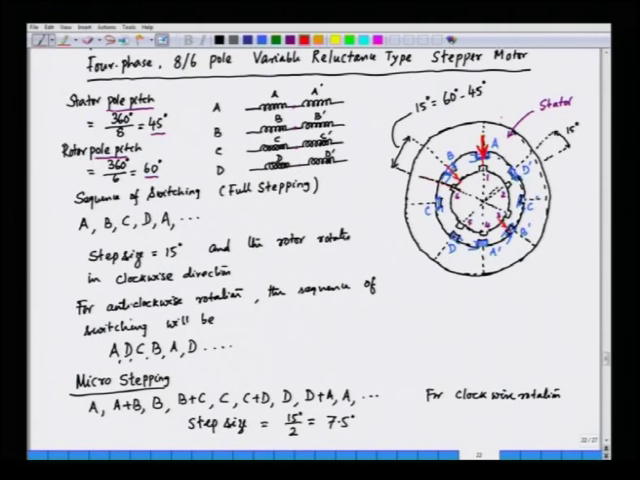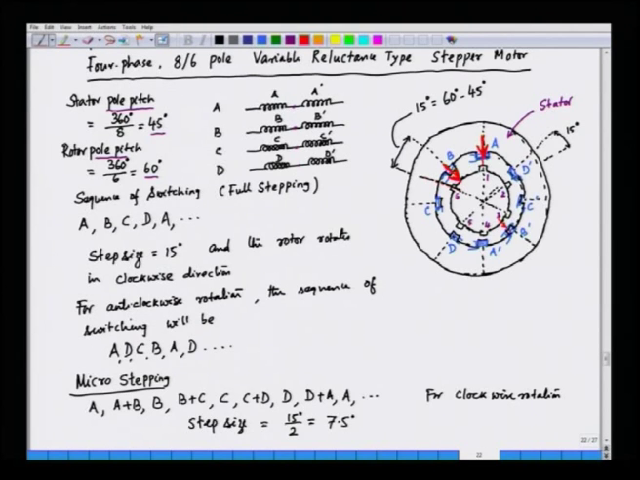And then after some time we excite phase B. Now, when we excite phase B, the MMF will shift from phase A to phase B. This is the direction of the MMF. So, if the MMF is along phase B, the nearest pole will try to move and align itself with that particular MMF. And the nearest pole here is pole 6.